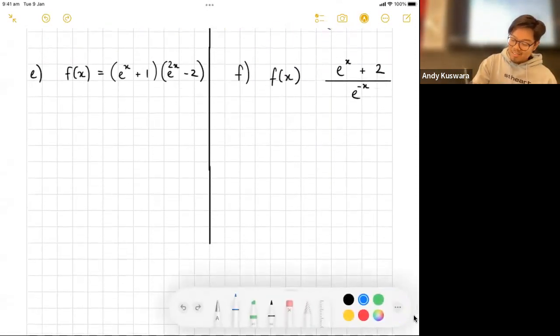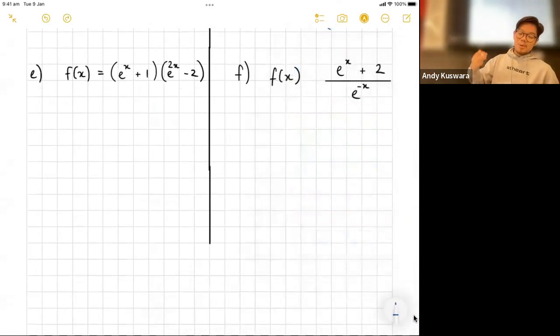All right, two more, and we're almost there. Luckily for you guys, if you need to, you can go back and pause it. But if I've got some sort of product here, now I could choose to do this with product rule because I've got e to the x plus 1 and 2, or e to the 2x minus 2. But something that might be a little bit easier is if I expanded everything out first.